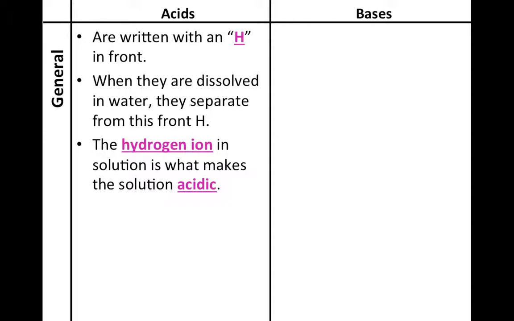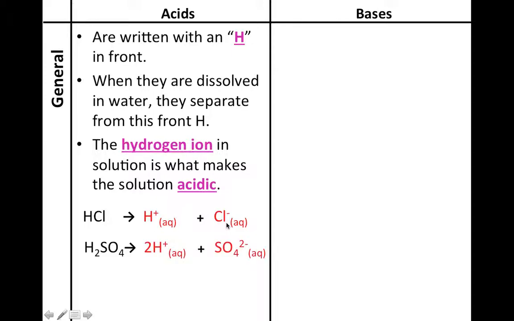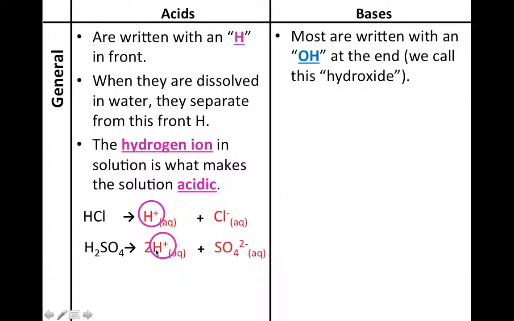The hydrogen ion is what makes this solution acidic. So if you take, for example, hydrochloric acid, it will dissociate into hydrogen ions. We call this a cation, and then into chloride, Cl minus, which is a chloride ion, which is an anion. Same with sulfuric acid. So you have two hydrogen ions and a sulfate ion. So you can see that both of these have hydrogen ions in the solution.